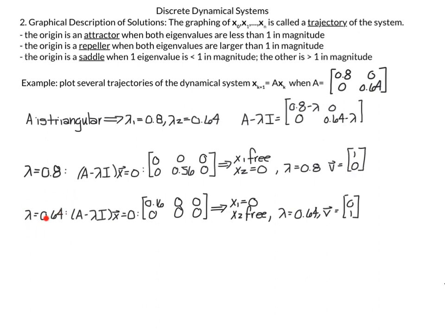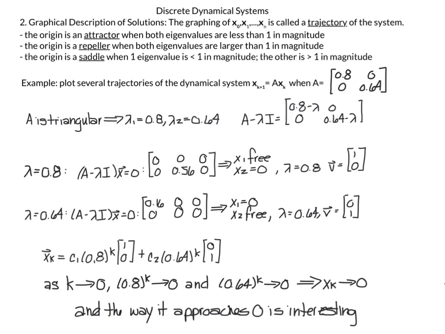Similarly, for eigenvalue 0.64, we plug into our augmented matrix. We get x1 is equal to 0 and x2 is free, so our eigenvector associated with 0.64 is (0, 1). Then my x of k is equal to c1 times 0.8 to the k times (1, 0), plus c2 times 0.64 to the k times (0, 1). As k approaches infinity, this goes to 0 because of the 0.8 to the k, and also the 0.64 to the k will go to 0, since the magnitude of both of these is less than 1. So that means x of k goes to 0. So the origin is an attractor when both eigenvalues are less than 1 in magnitude.